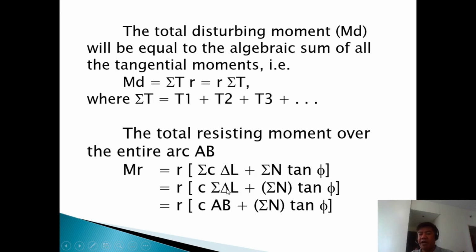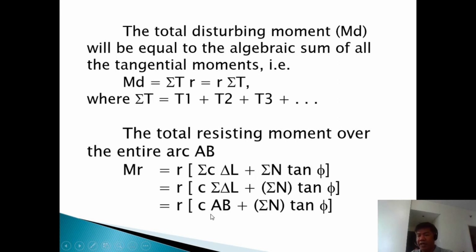Simplifying further, MR is equal to R times the quantity, the cohesion, which is already a fixed value because it is taken from the laboratory, the cohesion of the material, times the summation of delta L. Delta L is the distance of the arc per slice, and the sum of all those is equal to the total arc, which is AB.